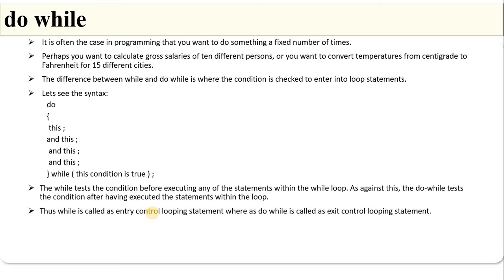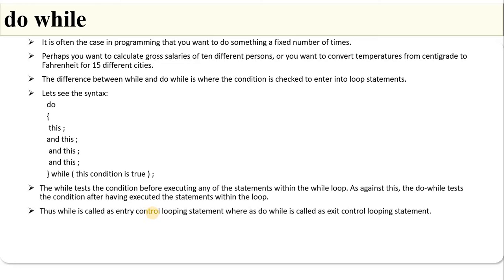So executing a set of instructions multiple times can be done easily using looping statements, either the while, do while or for statement. But the difference between while and do while is where the condition is checked to get into the body of the loop. While is an entry control looping statement, whereas do while is an exit control looping statement. We'll see why we call this an exit control looping statement in a moment.